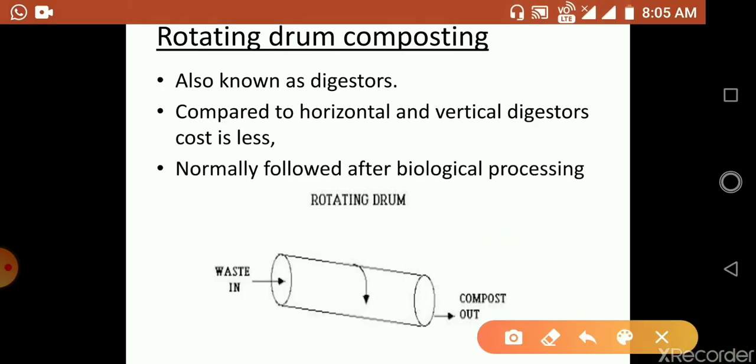Now rotating drum composting. It is also known as digesters. Compared to the horizontal and vertical digesters, the cost is less, and it is normally followed after biological processing. This is the figure of a rotating drum composting.